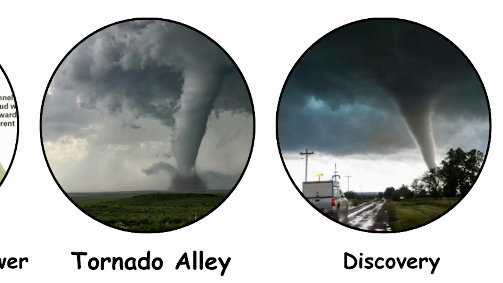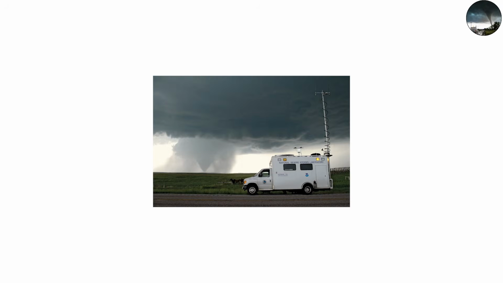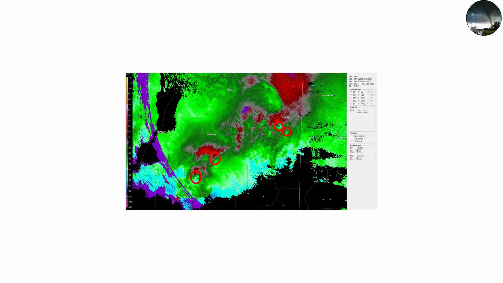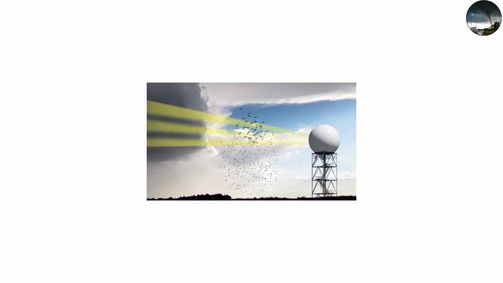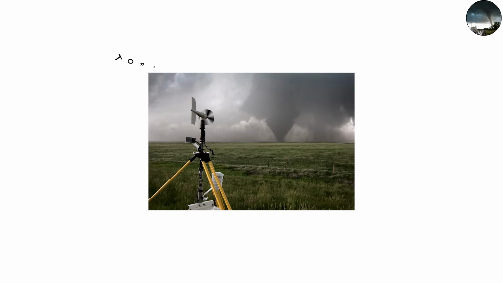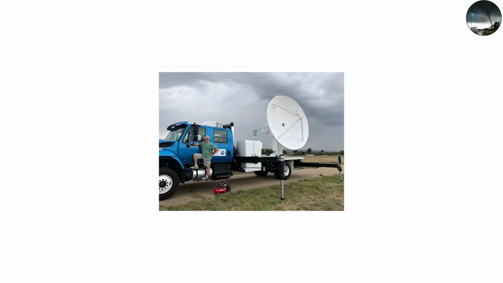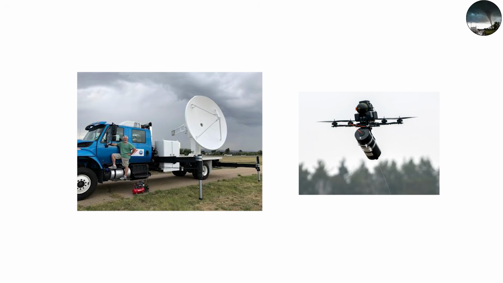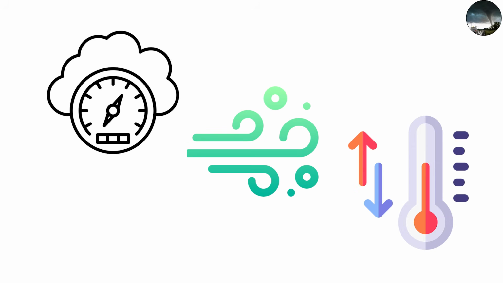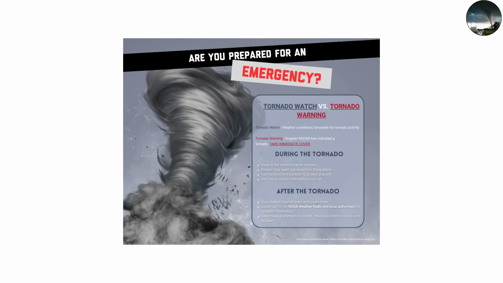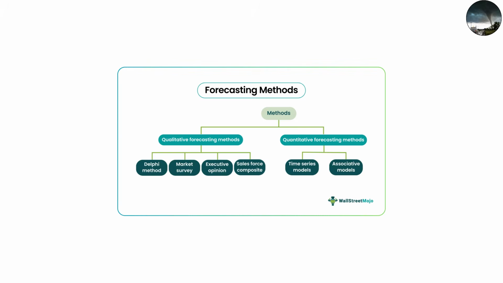Technology and discovery. Modern meteorology has transformed our understanding of tornadoes. Doppler radar can now detect the rotation of storms before a funnel even forms. Dual polarization radar can identify debris being lifted into the air, confirming that a tornado is on the ground. Storm chasers and researchers use mobile radars and drones to collect data from terrifyingly close range. These instruments record wind speeds, air pressure, and temperature changes within the storm. Every new tornado provides information that refines forecasting models and helps save lives in future outbreaks.